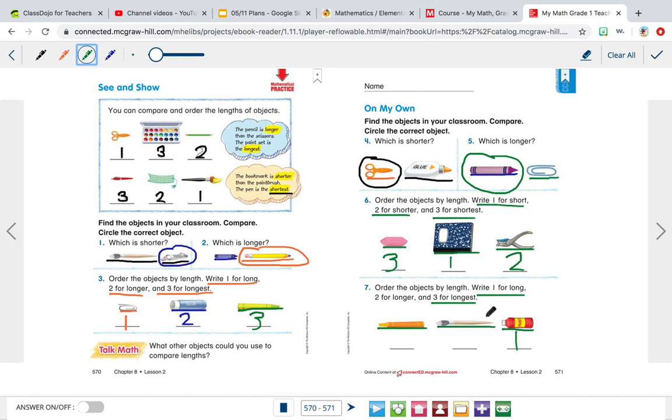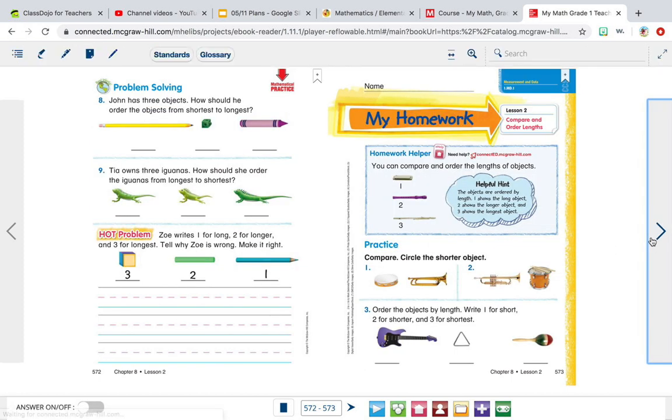So which one do you think is the longest one? The marker or the paintbrush? I hope you said paintbrush because look how much longer it is than the marker. So we're going to write 3 right here because the paintbrush is the longest, and 2 right here because the marker is shorter. All right, next page.